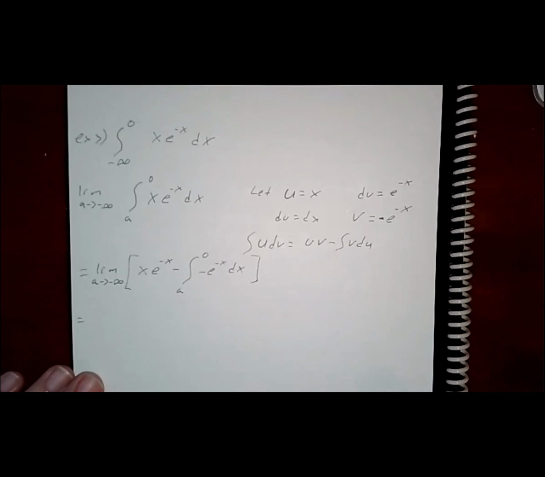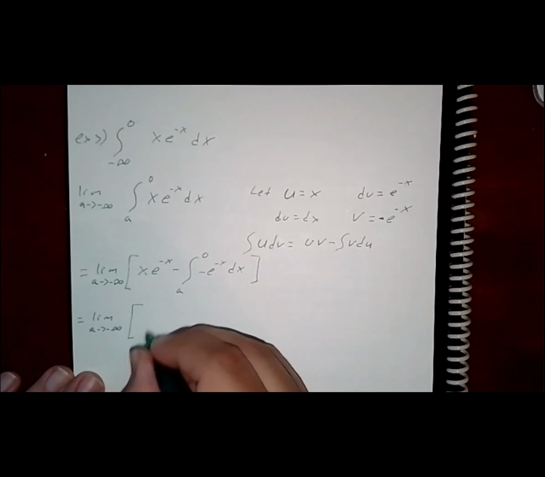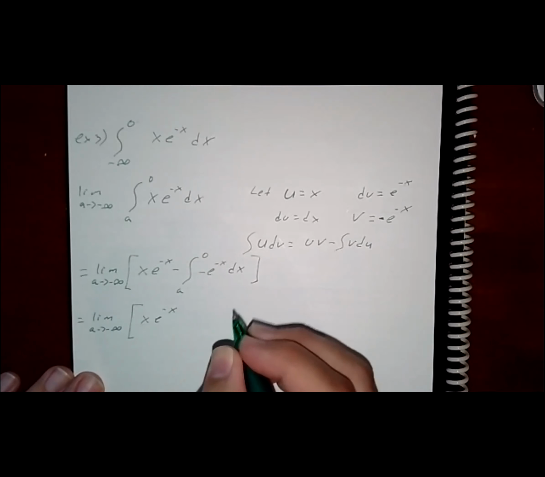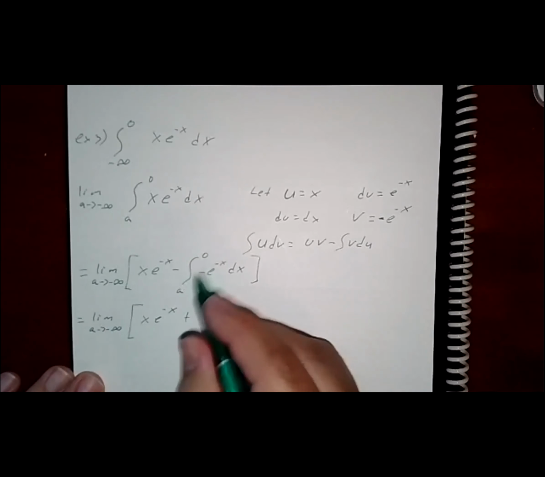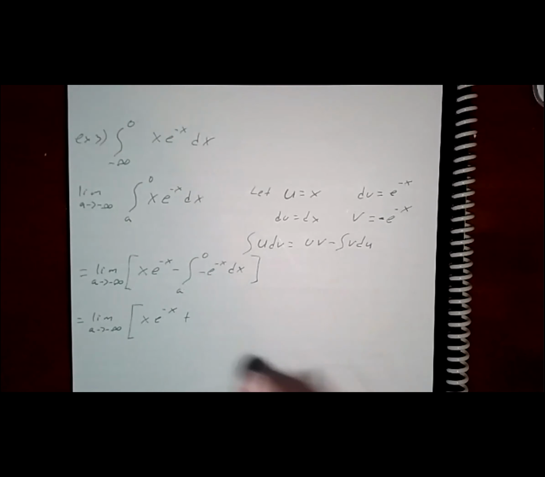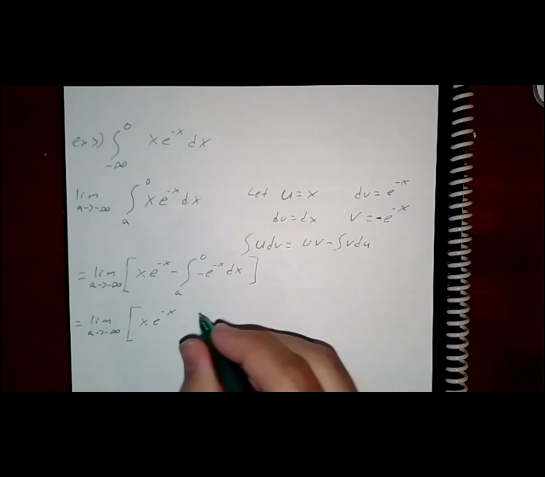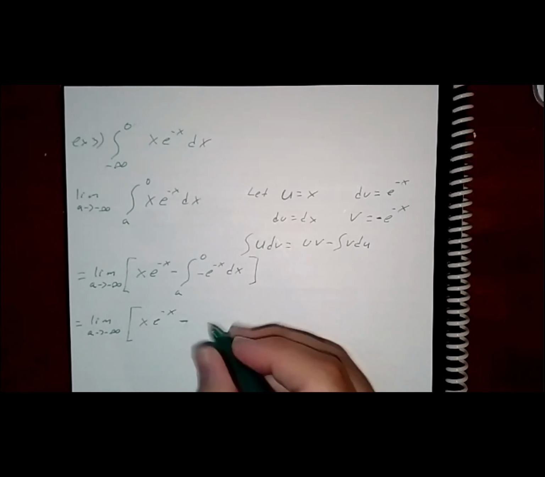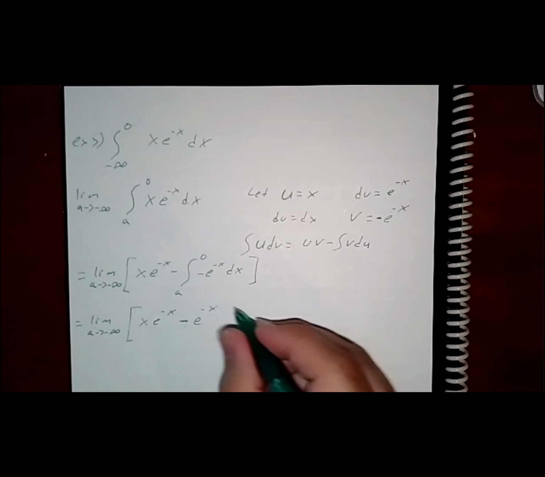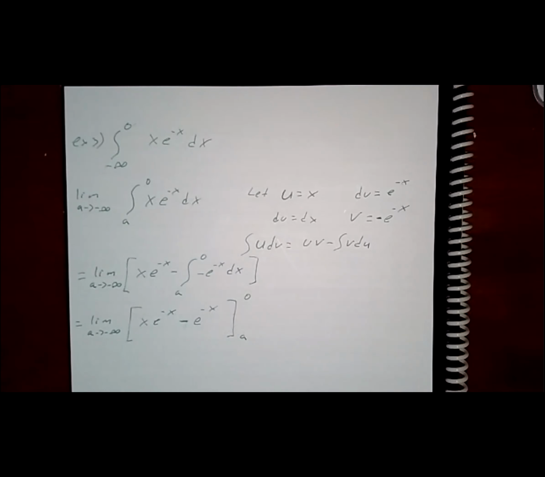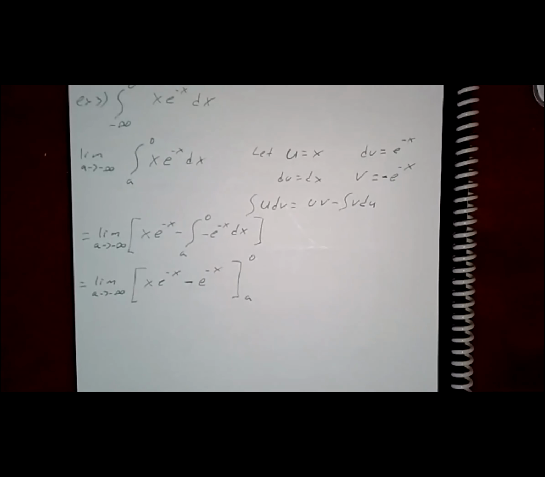Right? So the limit as a approaches negative infinity, of x e to the negative x, plus, it's a double negative, but when I integrate that guy, it's going to be negative again. So that's a triple negative, the e to the negative x itself. Okay. Any questions on the integration step?